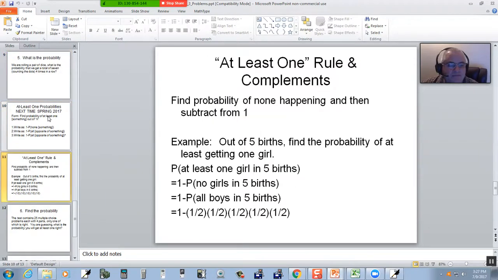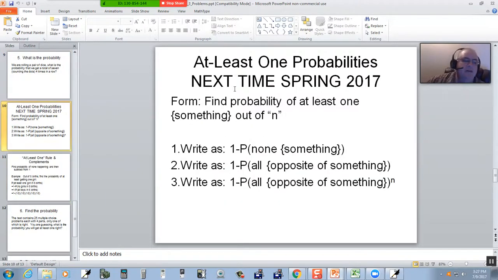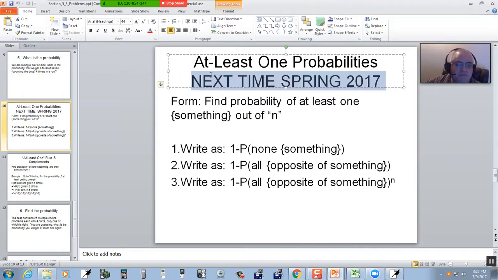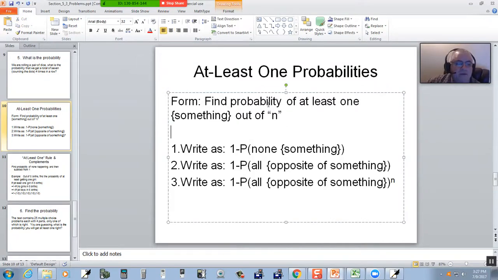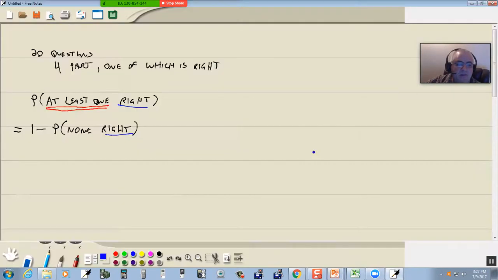Here it is. Okay. Now this is the idea. Whenever it says at least one something out of n, then you rewrite it as 1 minus probability of none something. Well, that's what we did here, where the wording matches, and this always says none. Always says none in these.